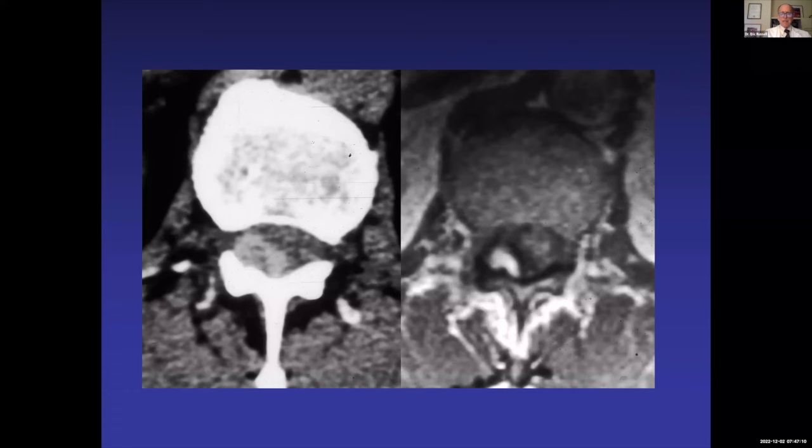Synovial cysts may bleed. So on a CAT scan, it may be hyperdense. If it bleeds on an MR, you may see T1 shortening on this non-contrast T1 scan.